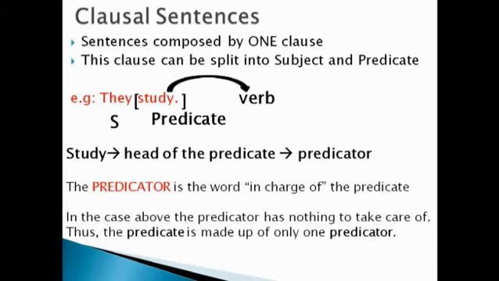Study is then, it's not hard to distinguish it, the head of the predicate, since it's the only word, the predicator. Now the predicator is the word, as we saw in the video, in charge of the predicate. In this case above, the predicator has nothing to take care of. Thus, the predicate is made up of only one predicator.